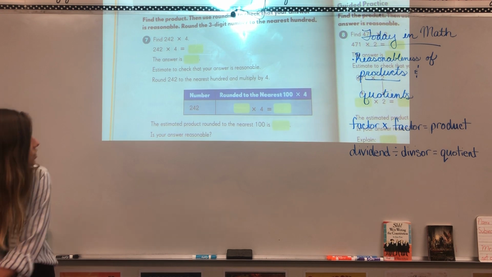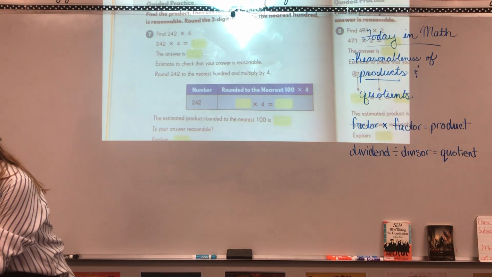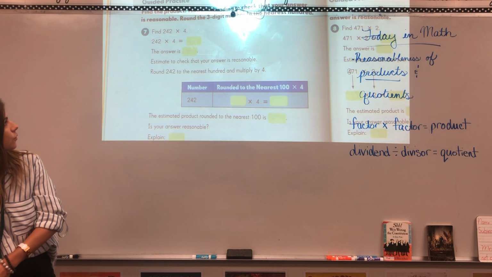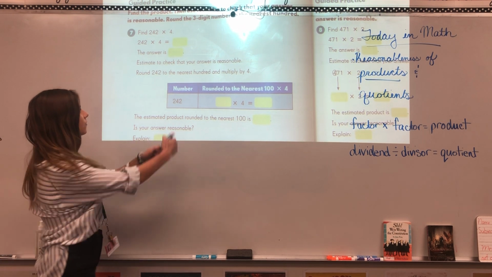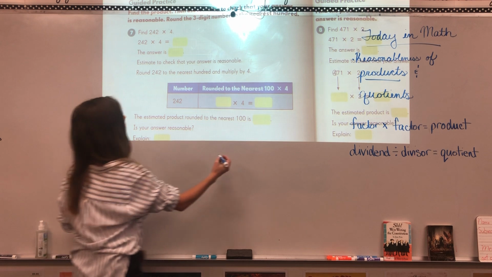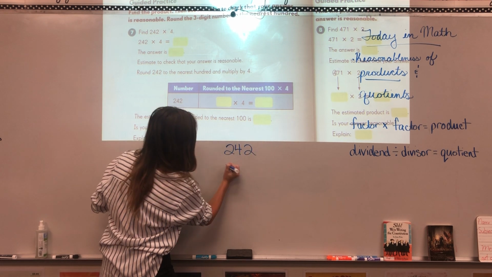So it wants us to find 242 times 4. 242 times 4. So first we have to multiply, so let's do that down here. 242 times 4.